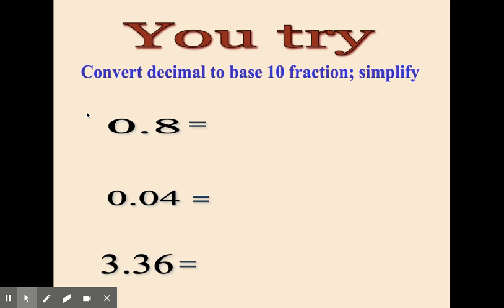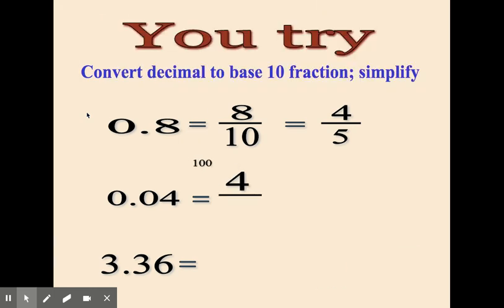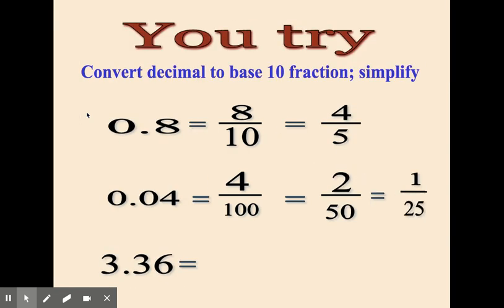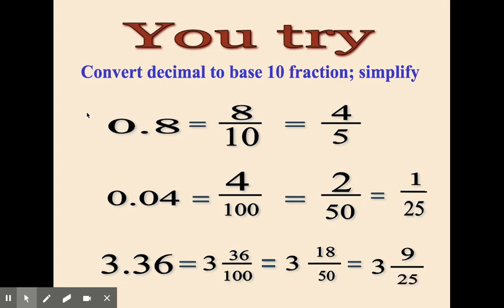Okay, now you try 0.8. That would be 8/10, which finally goes down to 4/5. 0.04, 4/100, which reduces to 2/50, which reduces to 1/25. 3.36, that would be 3 and 36 over 100. 3 stays the same. Reduce that to 18 over 50. 3 stays the same. Reduces to 9 over 25.